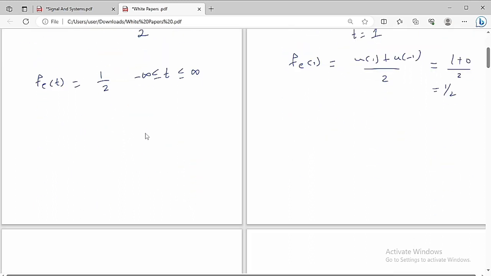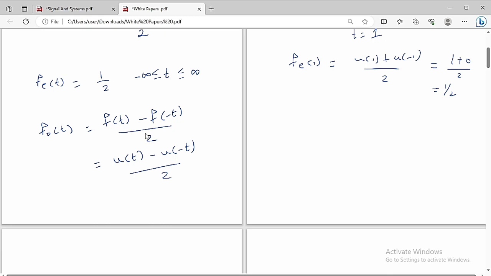Now I want to find the odd function. Odd function is nothing but f of t minus f of minus t by 2. Now f of t is u of t, and f of minus t means u of minus t, by 2. So for t greater than or equal to 0, I want to find the odd function. Suppose f of 1, I want to find. So u of 1 minus u of minus 1 by 2 you are going to get. Right? So if you substitute, u of minus 1 is 0 and u of 1 is 1. So 1 by 2 you are going to get.